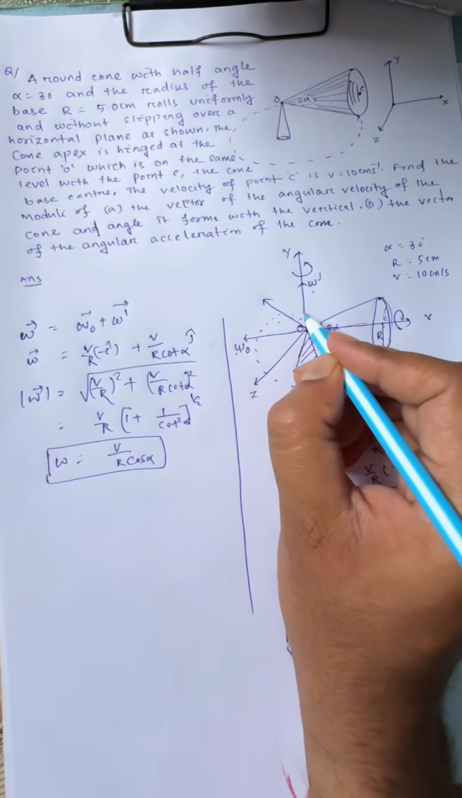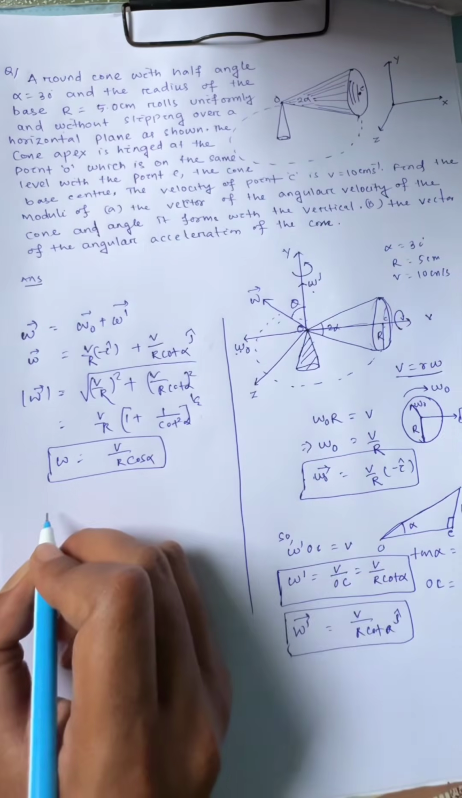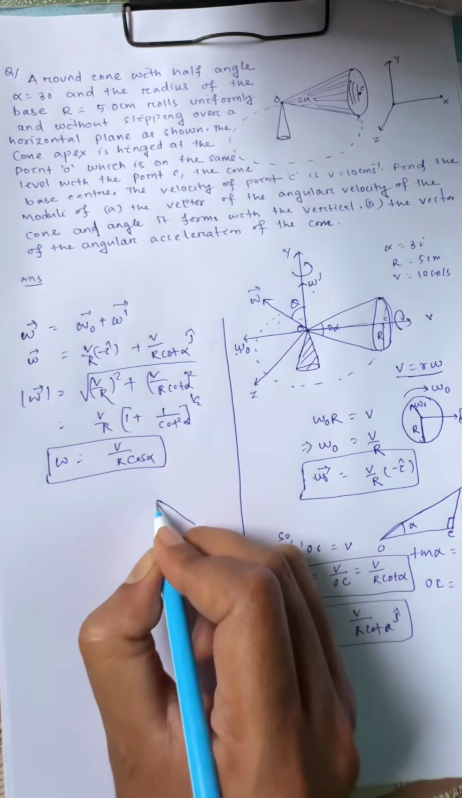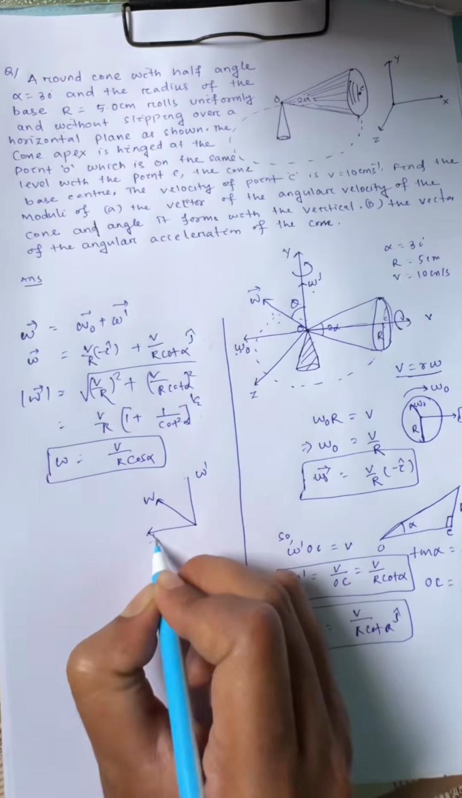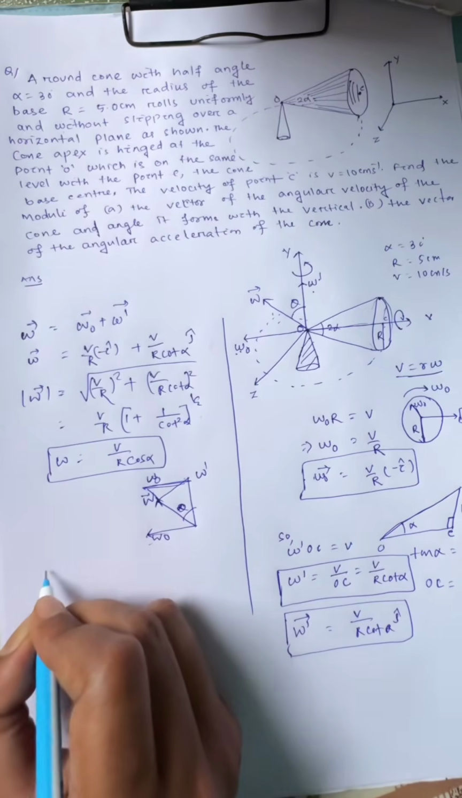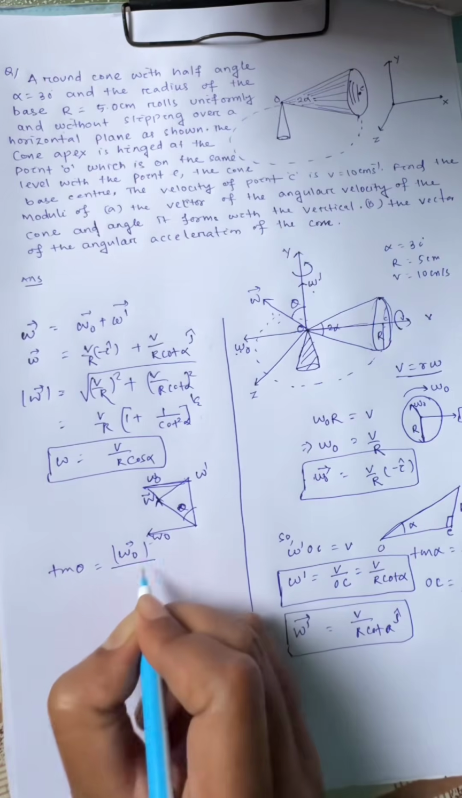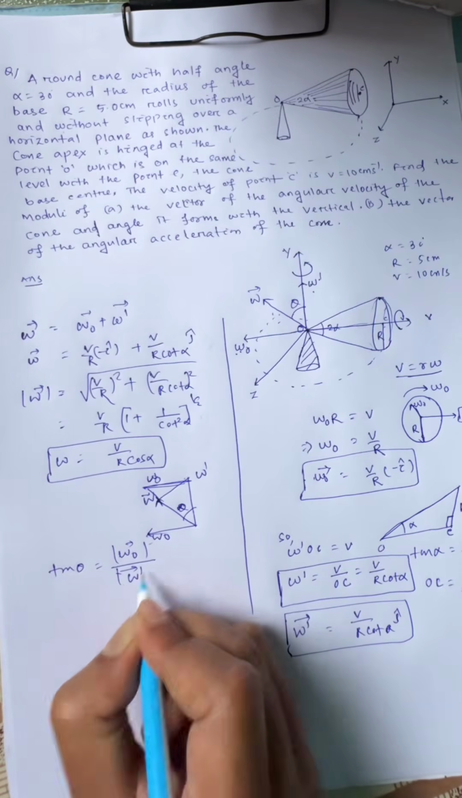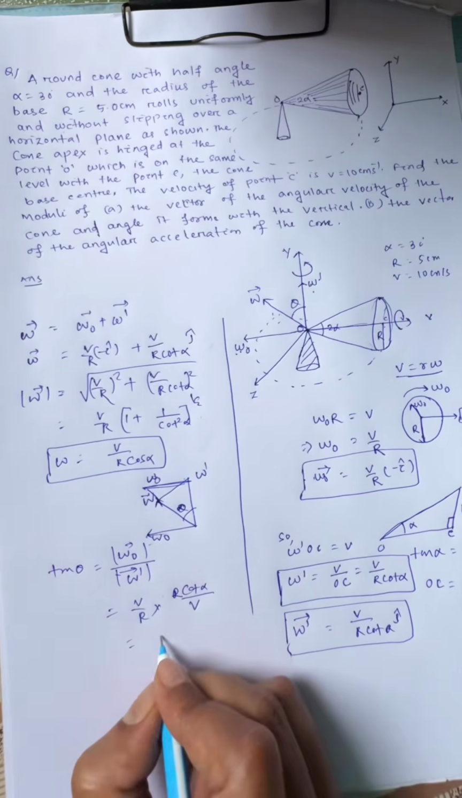The omega dash is in that direction, and omega naught is in its direction. The omega, let's say, is the resultant vector, and it makes theta with the vertical. If you want to calculate theta, this is our omega, this is our omega dash, and this is our omega naught. This is the theta. Tan theta equals the magnitude of omega naught vector over the magnitude of omega dash vector, that is v by r times r cot alpha by v, that is cot alpha.